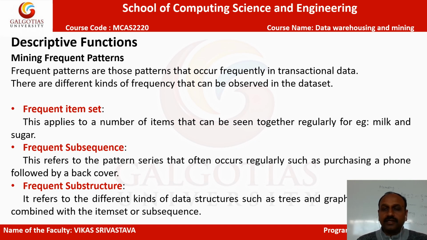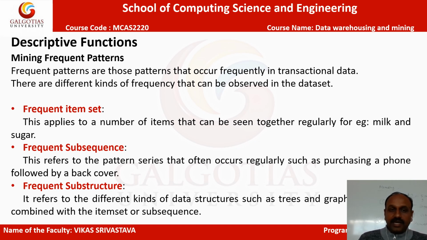Like if you are purchasing some milk, then definitely you require sugar as well. So when you have some kind of related set, related segments are associated with each other. That's why the frequent item set can be categorized in such a way, because they are dependent on each other. So that item can be produced in that particular data set.